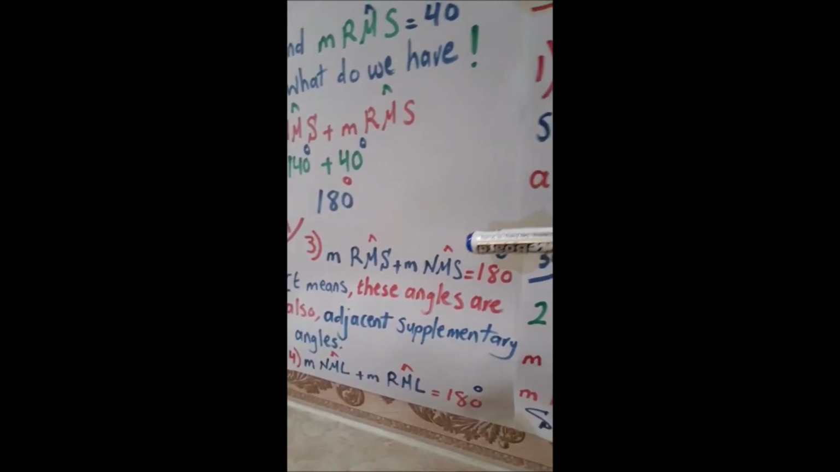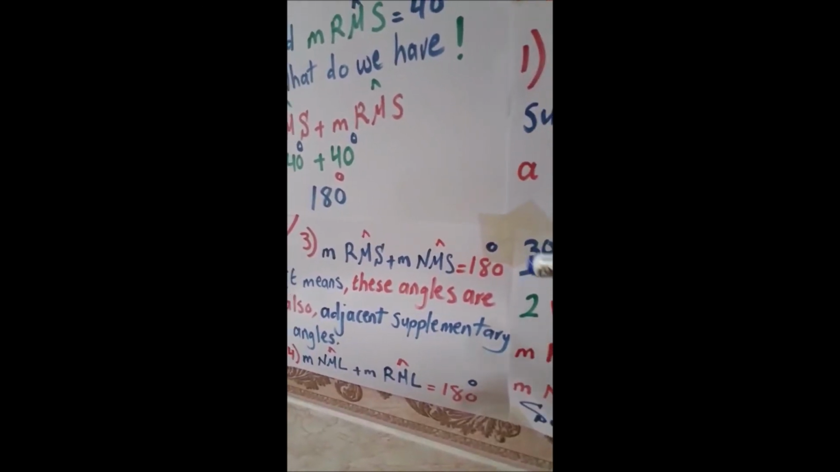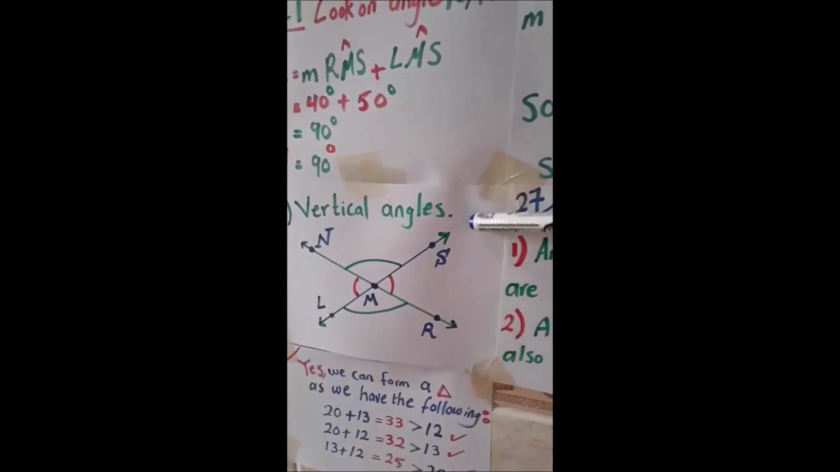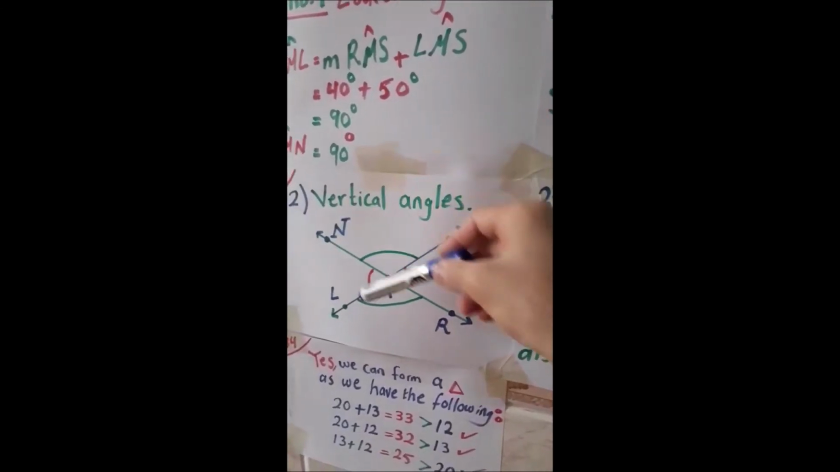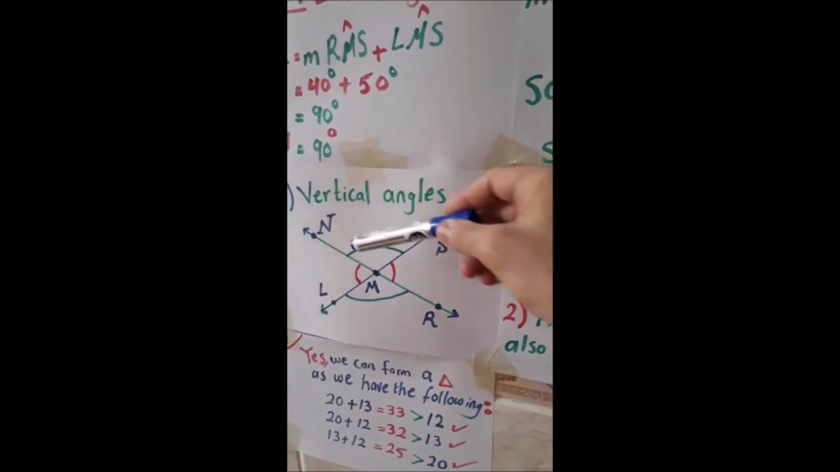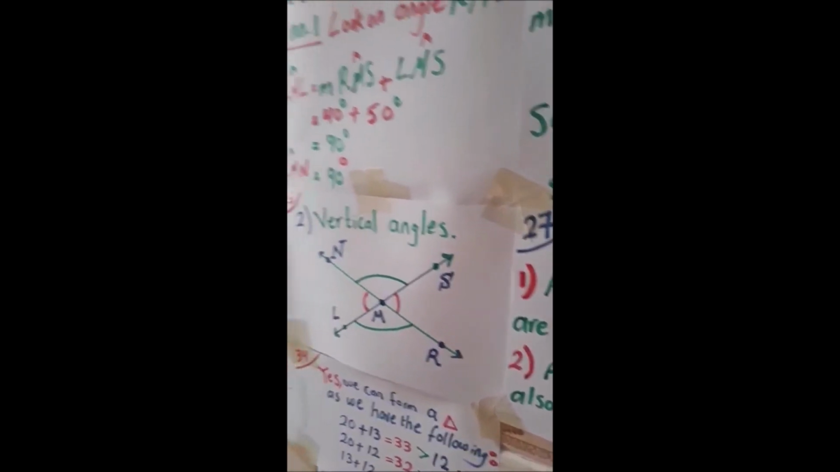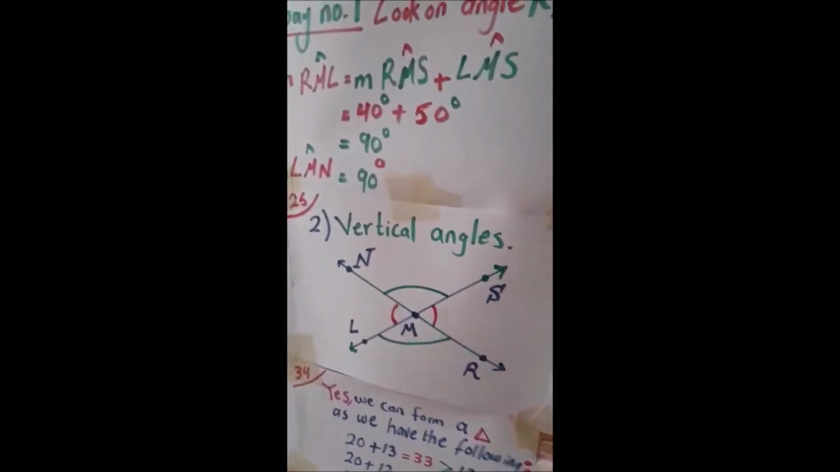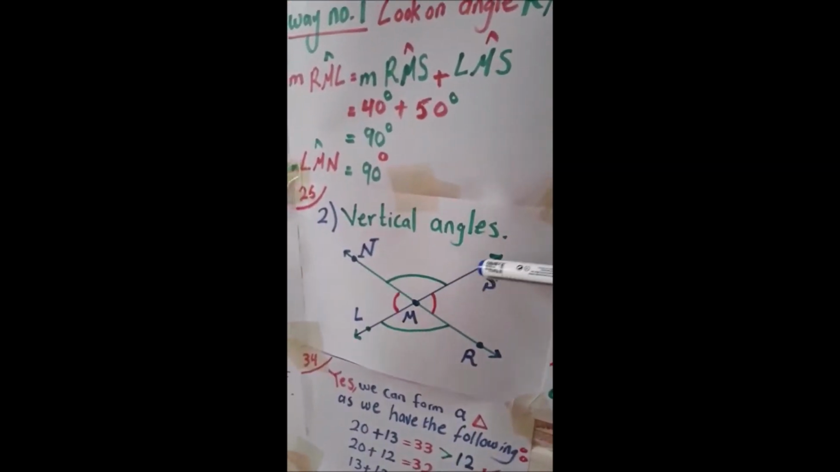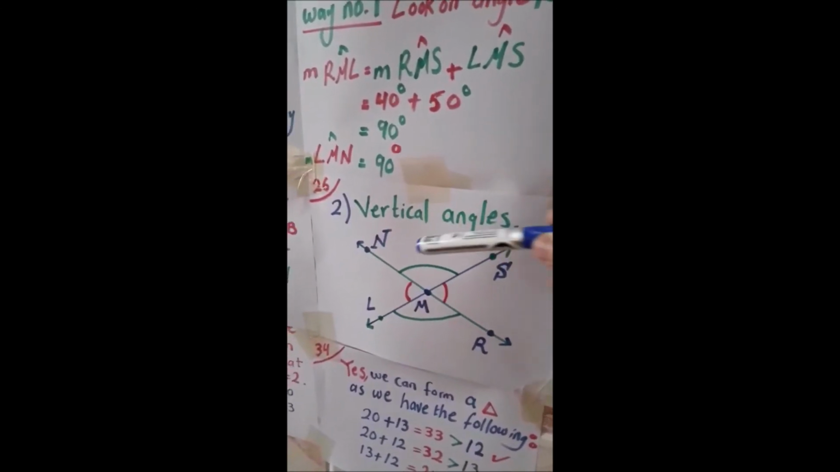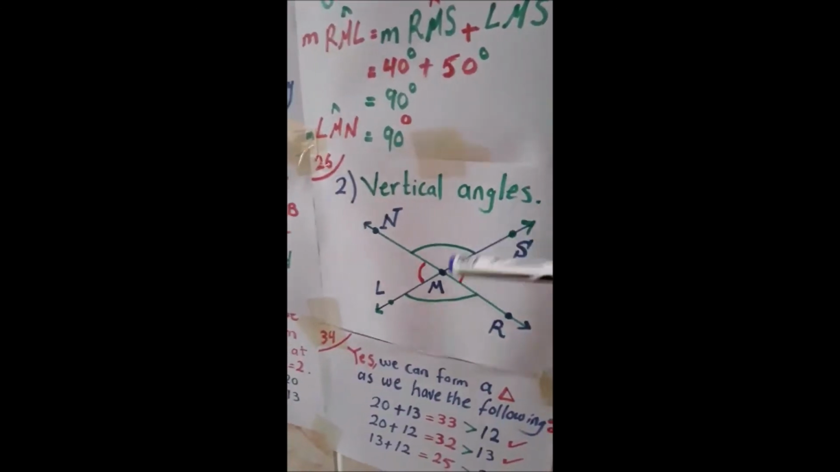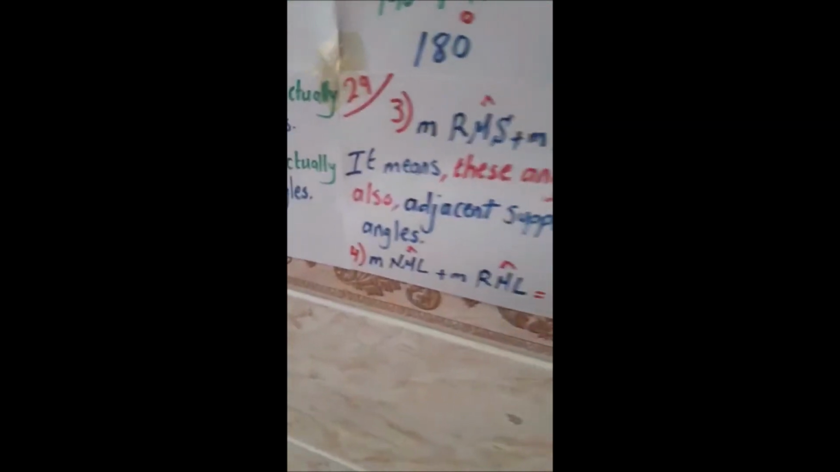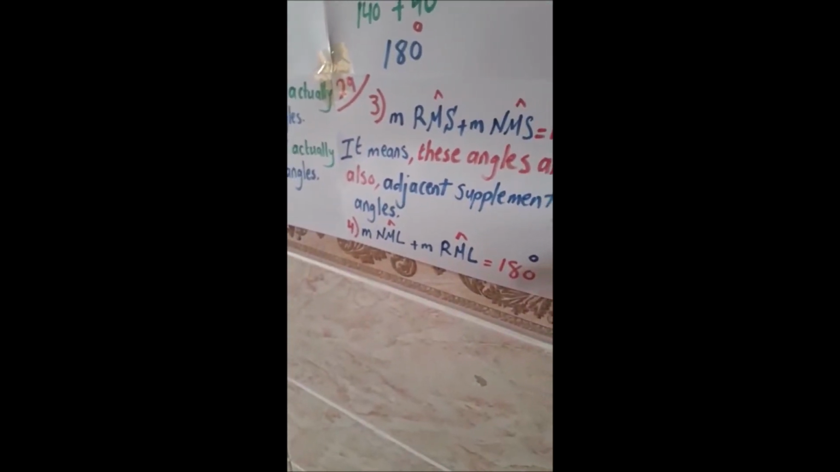The acute one and the obtuse put together, they will give me what? 180. RMS is this one, RMS the acute, and NMS. So if you add this with this, you will get 180. So again, RMS and NMS are adjacent, and they are adjacent supplementary angles. And we have number four, NML and RML.